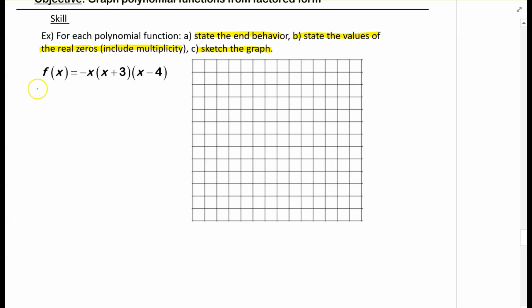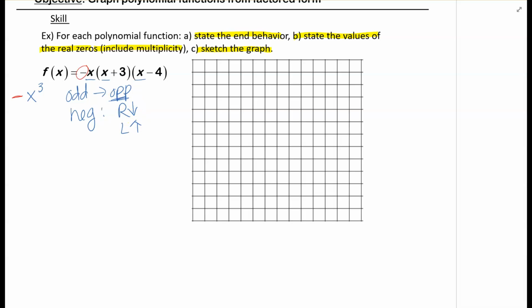First, I have to figure out what my degree is here. So this is going to be x to the what power? I have 1, 2, 3 x's, so x to the third. And notice I have a negative in the front, so this is a negative here. This tells me that this is odd. 3 is odd, which means opposite. And I do have the negative, so this tells me the right side is going to go down, and then the left side is going to go opposite, so it's going to go upwards.